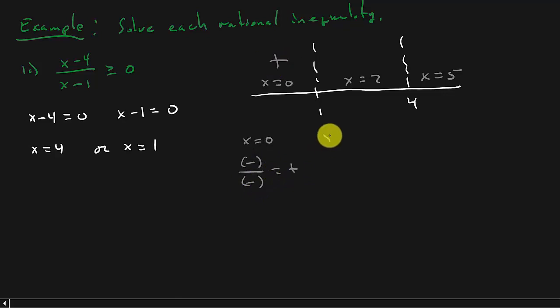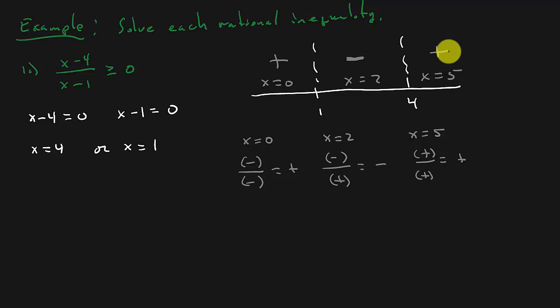And then we do the x equal 2. So 2 minus 4 is negative 2, so that would be negative. 2 minus 1 is positive 1, that's positive. A negative divided by a positive is negative, so this would be negative in here. And then we've got x equal 5. So 5 minus 4, that's a positive number. 5 minus 1 is a positive number. And so a positive over a positive is positive. Okay, so same thing we did up there with polynomials.